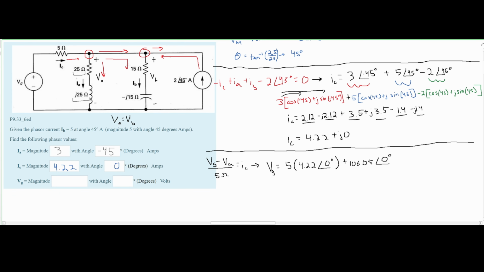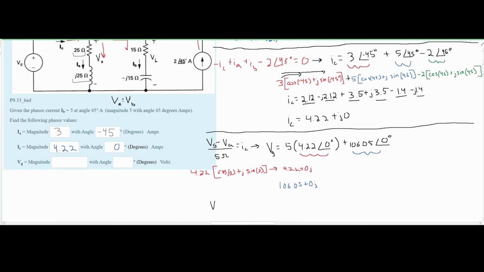So we want it with our real number and our imaginary number. To do this, we are going to take our magnitude, which is 4.22, and multiply it by the cosine of the angle, plus j times the sine of the angle. If we do this, we are going to get 4.22 plus 0j. So our imaginary number is 0j. And for the second part, if we plug it in just like this, we are going to get the first number, 106.05, plus a 0j.